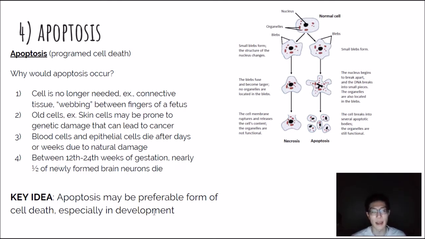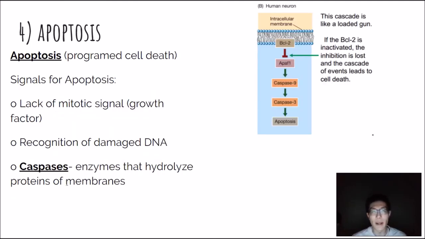So once again, apoptosis may be a preferable form of cell death, especially in development, because you avoid inflammation and other problems that can occur within necrosis and cell death because of certain damages. Okay? Awesome. So what exactly causes apoptosis to occur? Well, there are many factors, but a few brief ones here.